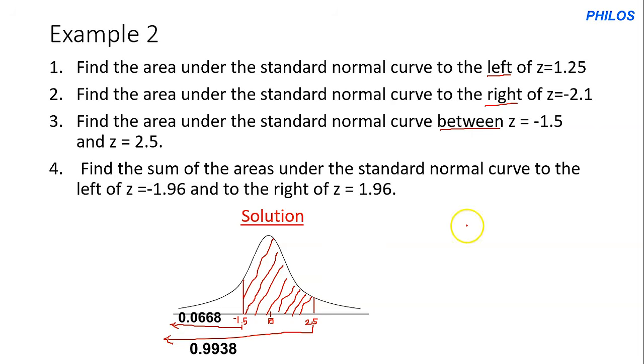0.0668. But the question says between, so that will be 0.9938 minus 0.0668, which will give us 0.9270. So the area under the standard normal curve between z equal to negative 1.5 and z equal to 2.5 is 0.9270. So let's look at question 4.